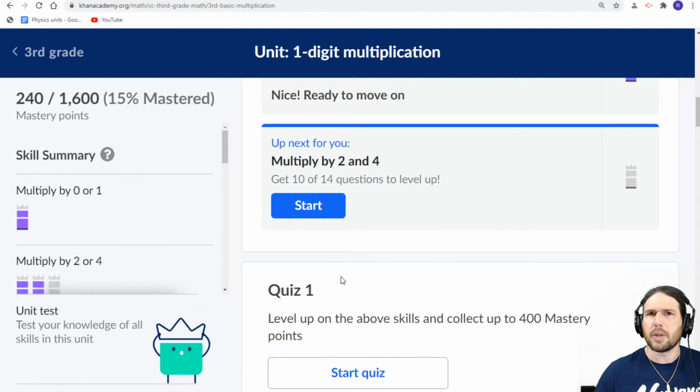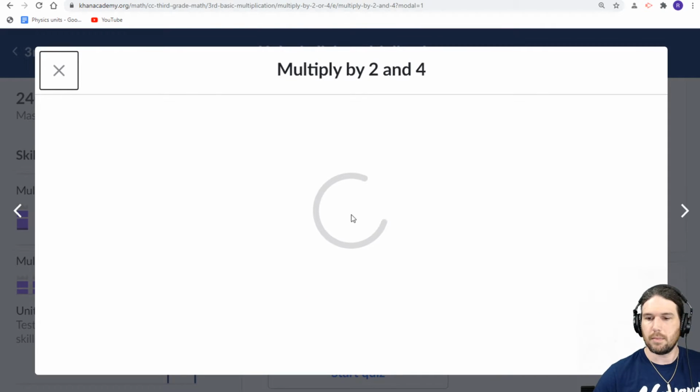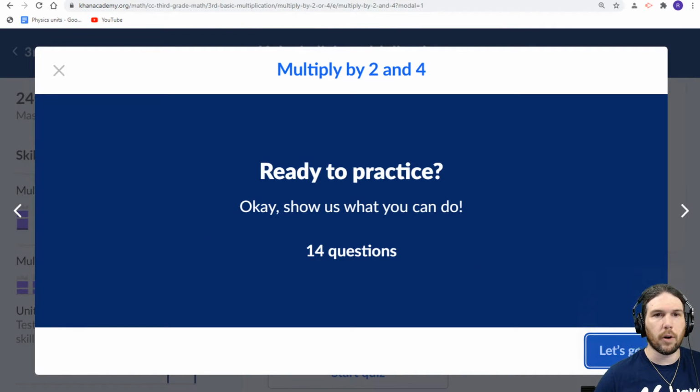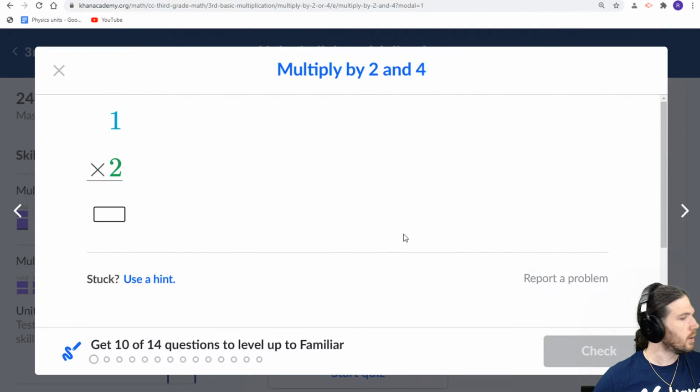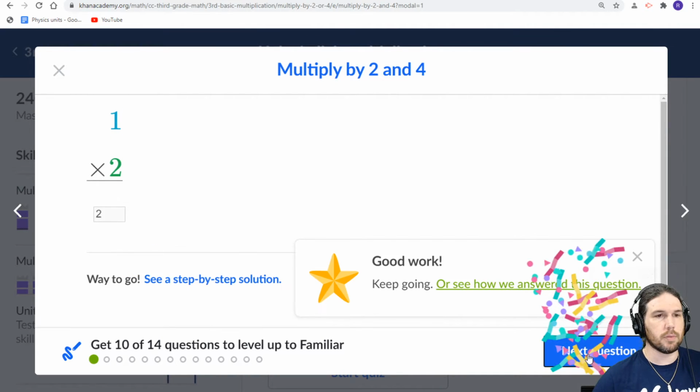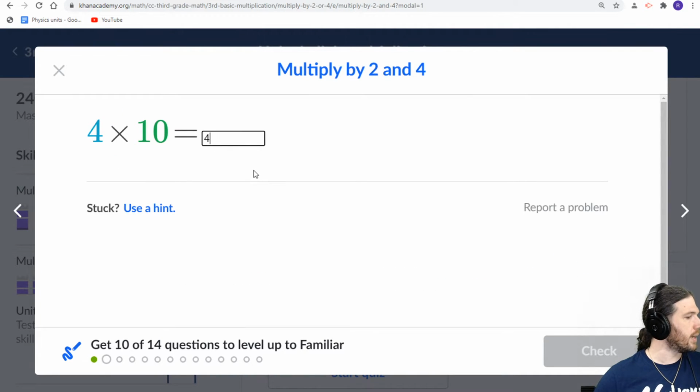Even Monopoly, you can do some multiplication practice, although that's just the worst game. All right, multiply by 2 and 4. 1 times 2 is 2. 4 times 10 is 40.